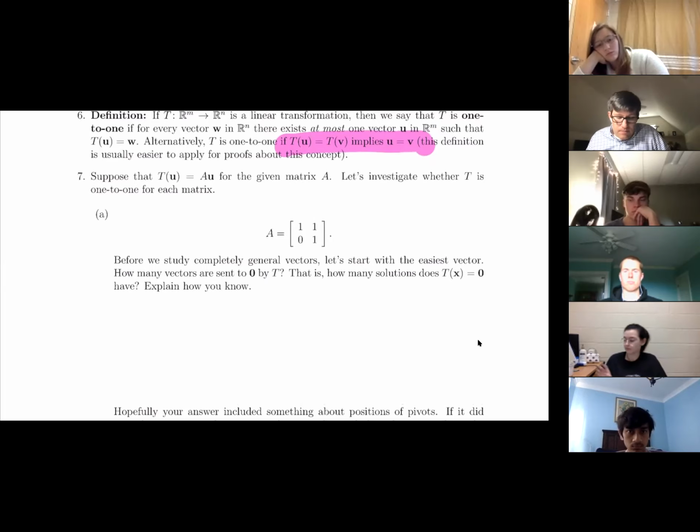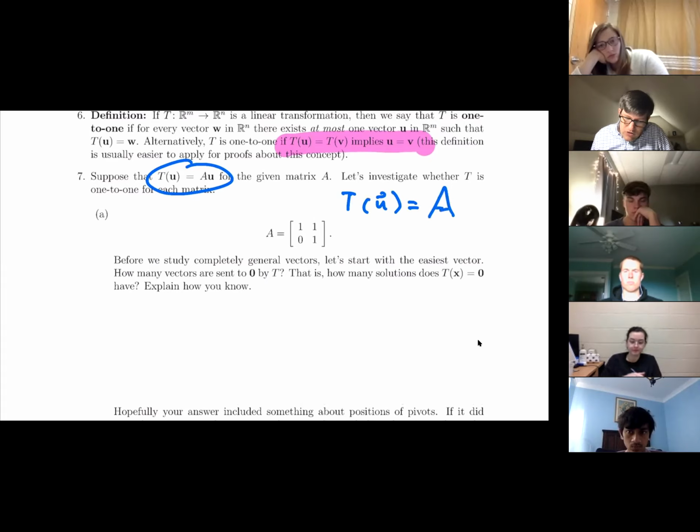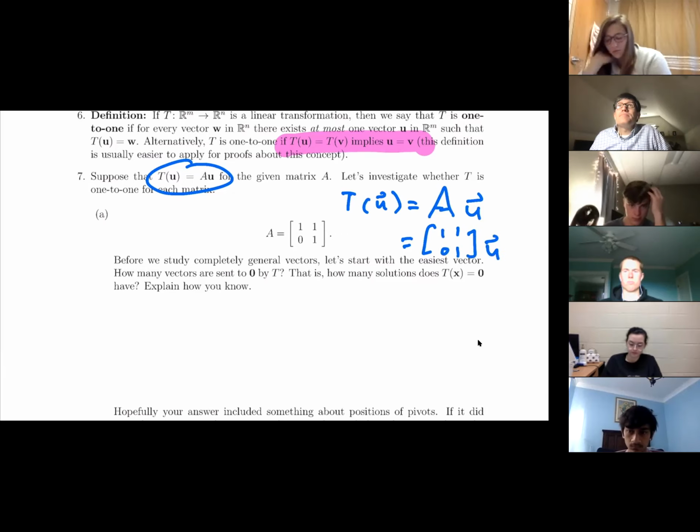So we're looking at number 7. Basically, number 7 says that if I start with a vector U, in order to compute what the answer is, I take the matrix A and I multiply it by that vector U. That's the way that I compute things, right? And again, for us, it's going to be this one, like that. Okay. So we're looking: is it possible for multiple inputs to go to the same output?